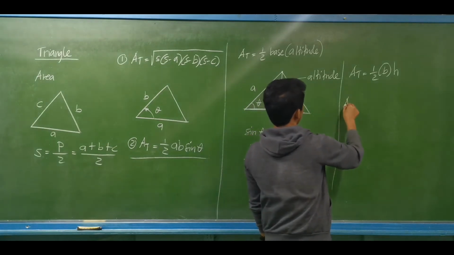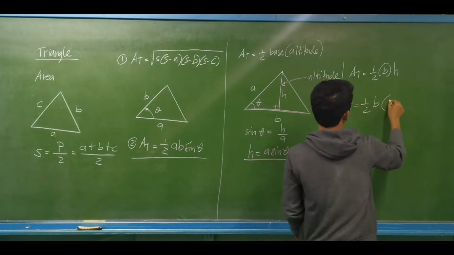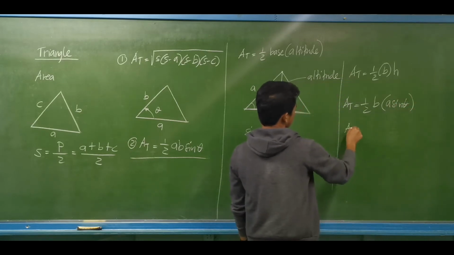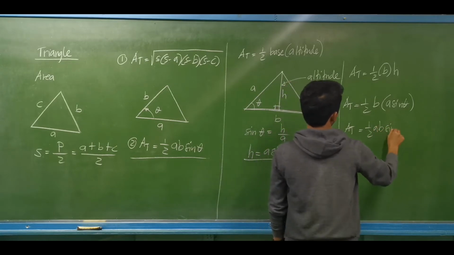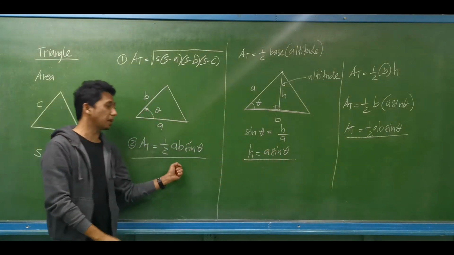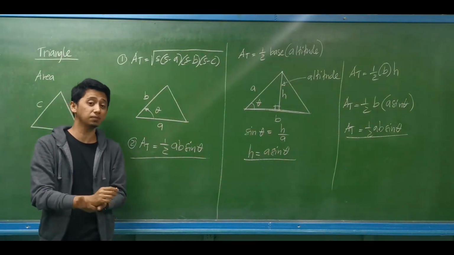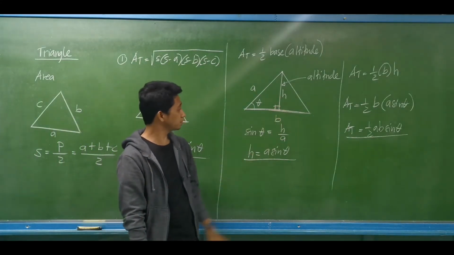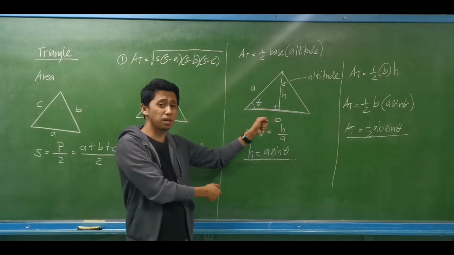So, you have the area of the triangle is equal to 1/2 of B. Ano equivalent ni H? This is A sine of theta. So, the area of the triangle is equal to 1/2 AB sine of theta. So, ang pinanggalingan lang ng 1/2 AB sine theta is the 1/2 base times altitude ng isang triangle. Take note, yung multiplier nito should be yung altitude multiplied by a base.